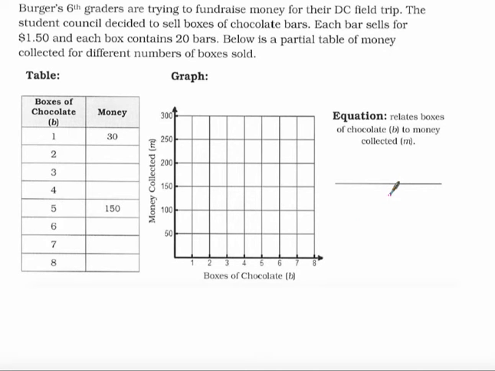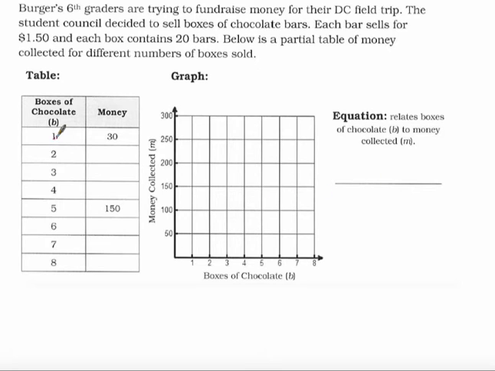Here we have a word problem. Berger's 6th graders are trying to fundraise money for their DC field trip. The student council decided to sell boxes of chocolate bars. Each bar sells for $1.50 and each box contains 20 bars. Below is a partial table of money collected for different numbers of boxes sold.